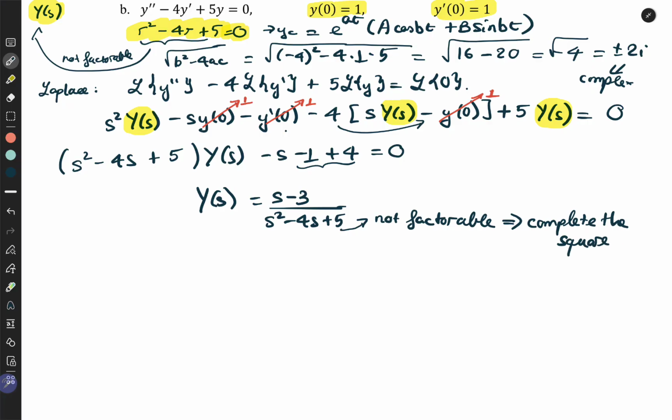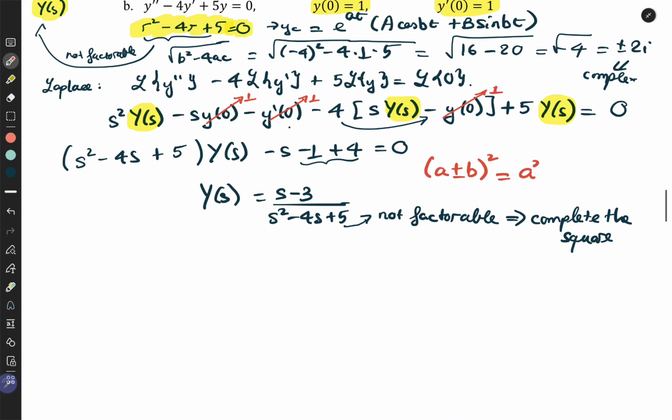Okay, recall completing the square. If I have a perfect square of a sum or a perfect square of a difference, it turns out to be a squared plus or minus 2ab plus b squared. So we're going to look at the denominator: (s minus 3) over (s squared minus 4s plus 5).